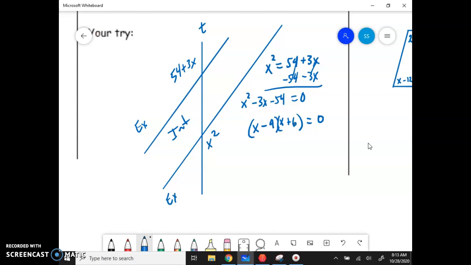All right, now we basically have two different equations that equal 0. x minus 9 is equal to 0, and x plus 6 is equal to 0. So we're basically using the opposite. What number minus 9 equals 0? Well, that would equal positive 9. And then what number plus 6 equals 0? That would equal negative 6. All right, so our values of x are positive 9 and negative 6.